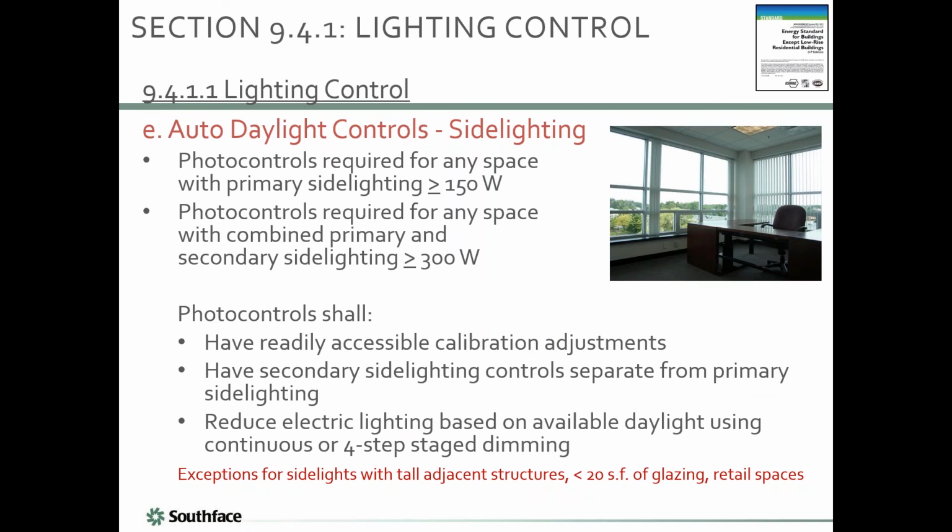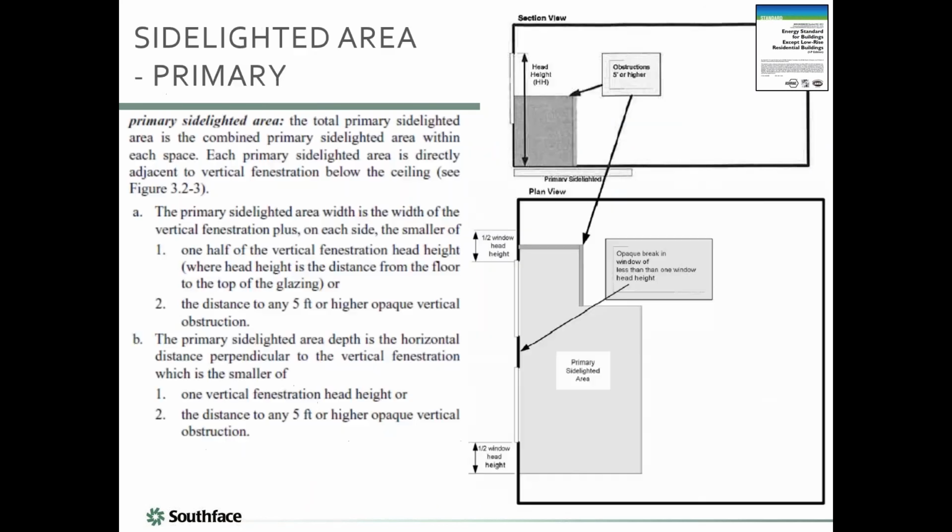Option E and F all have to do with controls for automatic daylit light fixtures. So you'll see that in general, and they define what makes it a daylit zone from, say, side lighting, which is a window. So it comes in basically what they call head height. How tall is the window above the floor? You come in that far. This is the head height until you hit a partition, and then you don't go anymore.